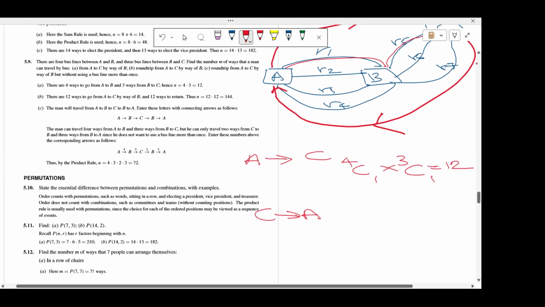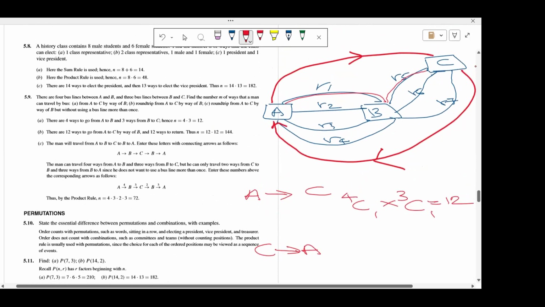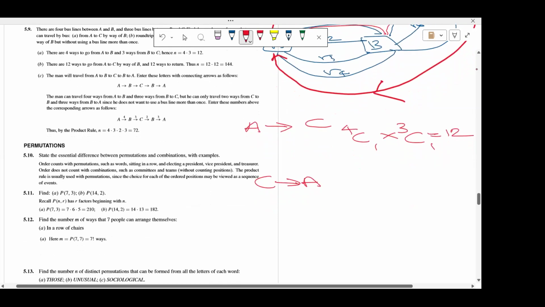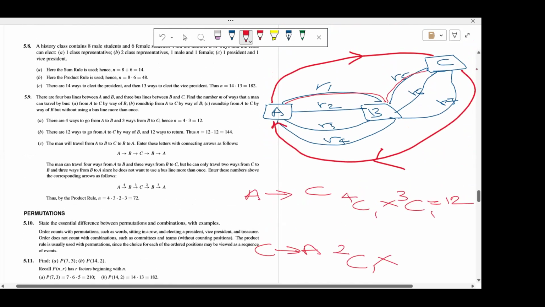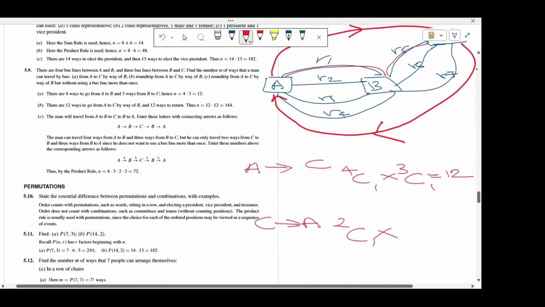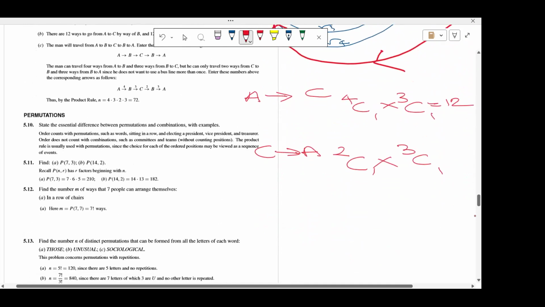So from C to A, the C to B, we have only two roads, 2C1. Then from B to A, previously we had four roads, but we already used one road. We cannot use the same road again, so now we have three roads, 3C1. So 2C1 into 3C1 is equal to 2 into 3, 6 ways.